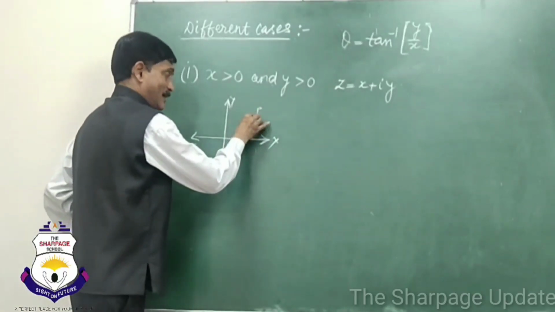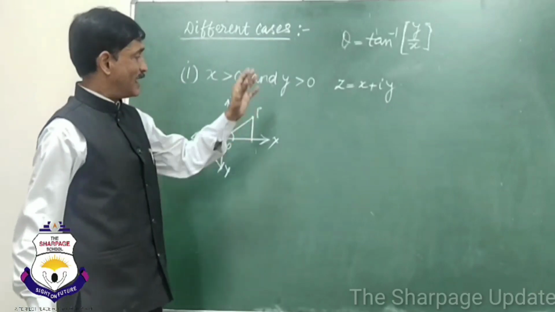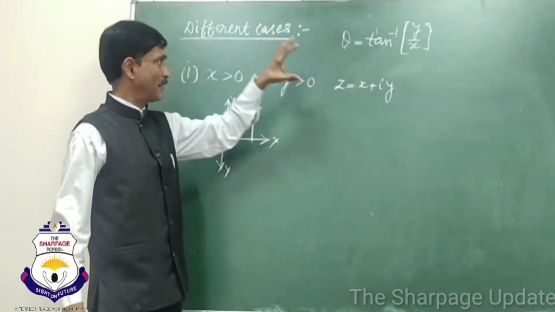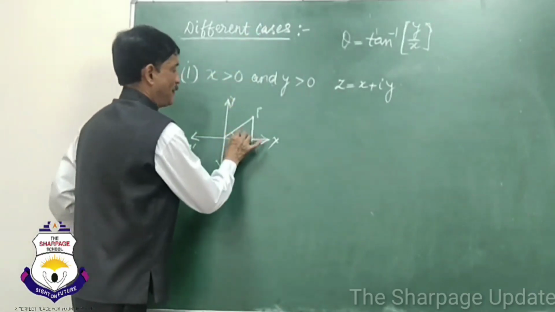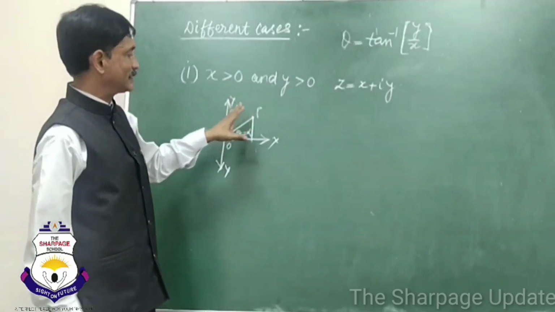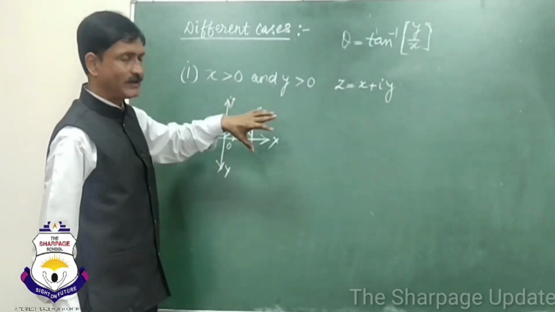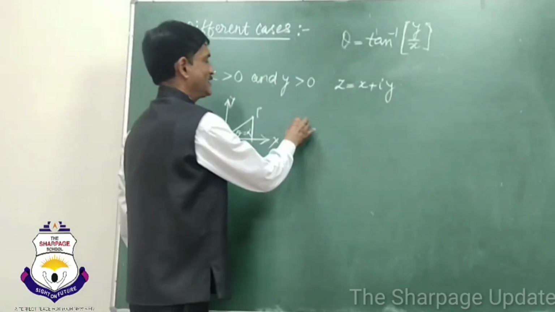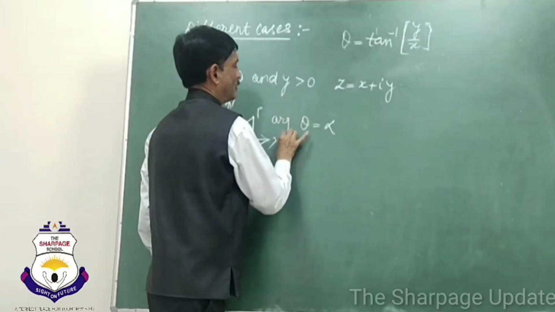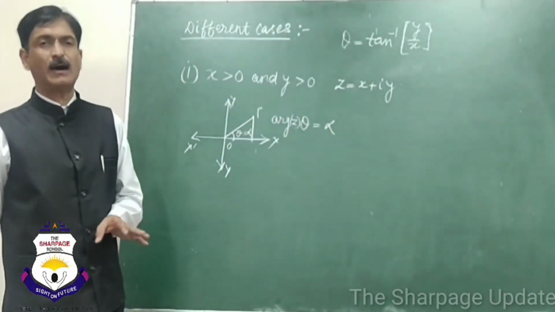So here the argument of this complex number in this case will be theta equal to alpha. Here, alpha is the acute angle which OP makes with the x-axis. It means in this case theta equal to alpha, meaning the argument of z is theta equal to alpha.